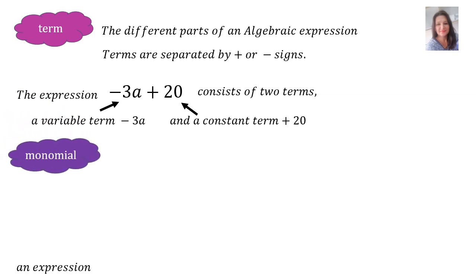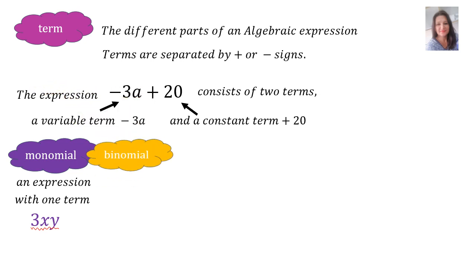What is a monomial? A monomial is an expression with one term. For example, 3xy. And whenever it's written like that, 3xy directly next to each other, it means 3 times x times y. So the 3 is called the coefficient and x and y are the variables. And that's only one term, so it is called a monomial.